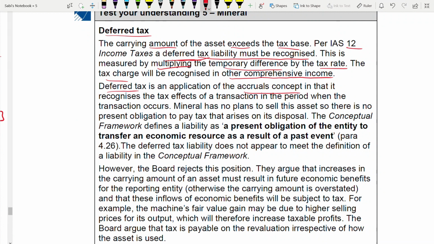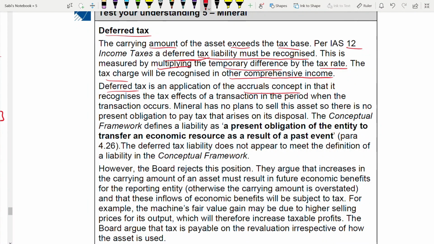So that means this recognizes the tax effect in the period when the transaction actually occurs. That is the meaning of accrual concept. Whenever the transaction occurs, it does not mean that you have paid the tax already in cash. No. Tax effect is recognized in the period when the transaction occurred. That is the meaning of accrual concept. Okay, this is how you apply the deferred tax.